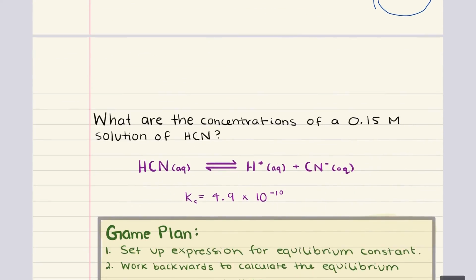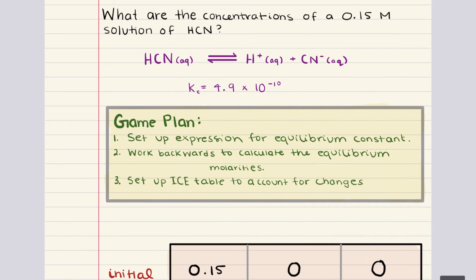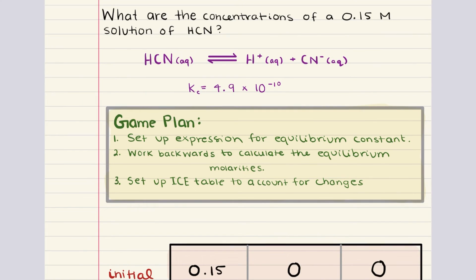Now I want to tackle another one just to make sure we really understand all of these concepts. This problem says, what are the concentrations of a 0.15 molar solution of hydrogen cyanide? And here we're given the reaction. Hydrogen cyanide decomposes into hydrogen cations and cyanide anions. And the equilibrium constant for this reaction is 4.9 × 10⁻¹⁰.